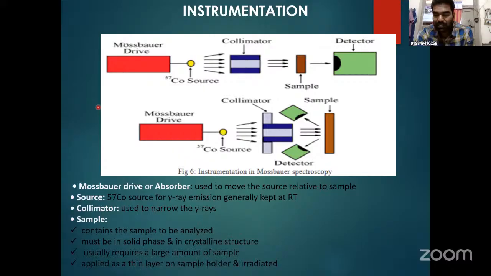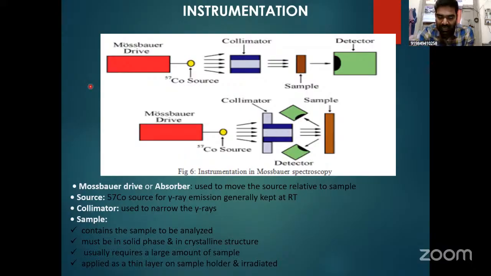It takes place in two steps. After the emission of a 123 kilo electron volt gamma ray, it emits a 136 kilo electron volt gamma ray from the excited state to the ground state. So the nucleus goes into an intermediate excited state, having a half-life of 10 to the power of minus 7 seconds. So the Fe goes to an intermediate state that lasts 10 to the power of minus 7 seconds.